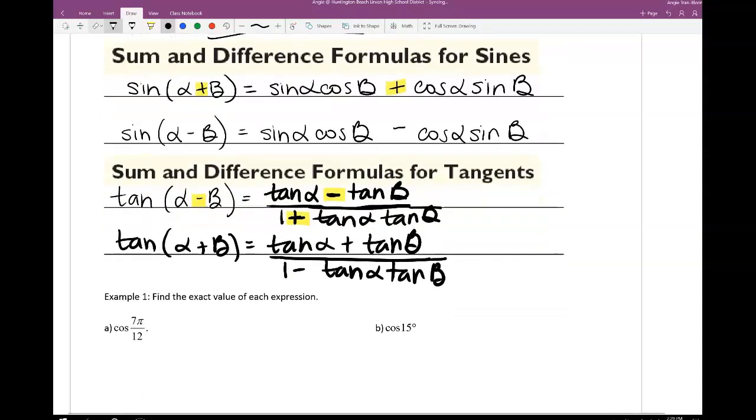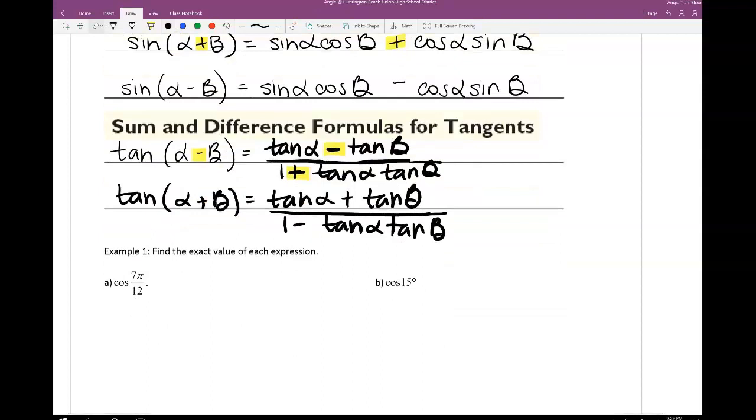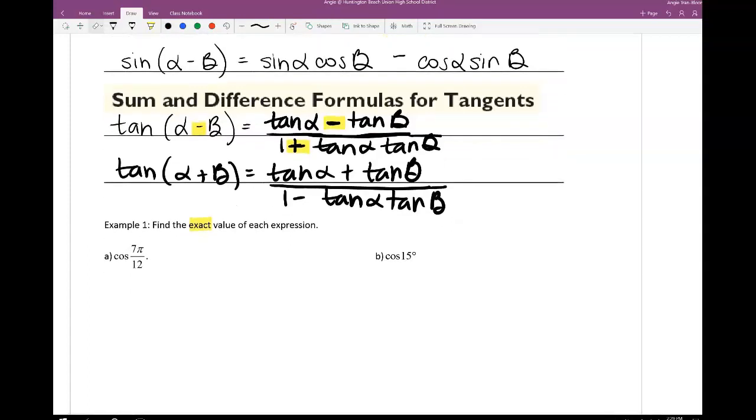Okay, let's do example number 1. Find the exact value, that means you cannot use a calculator, of the following: cosine of 7 pi over 12. Now, anything over 12 is not what we know from the unit circle. We only know multiples of pi over 2, pi over 3, pi over 6, pi over 4, okay? But multiples of pi over 12, we don't know.